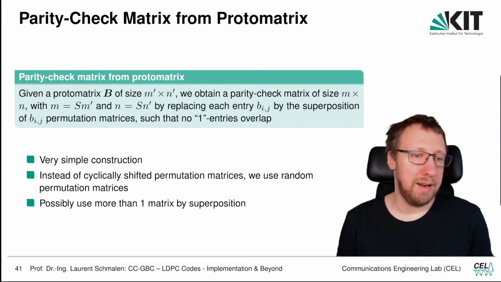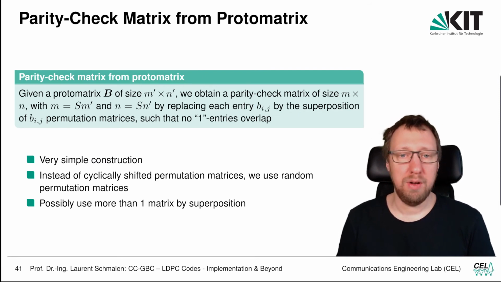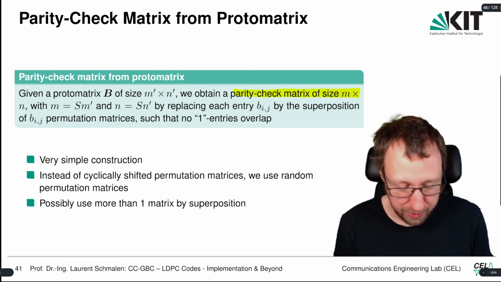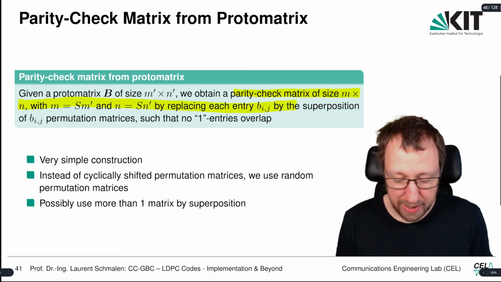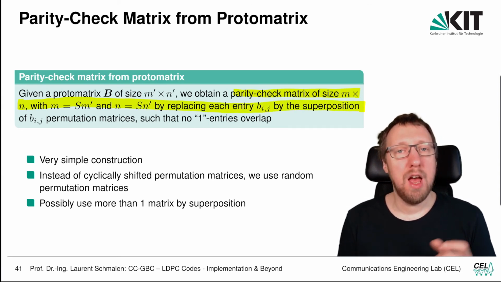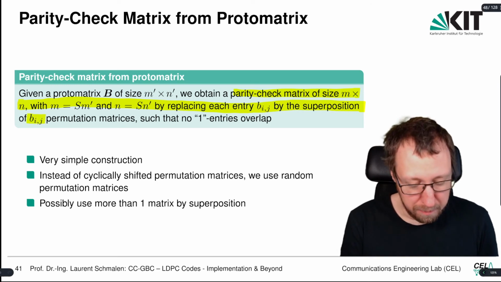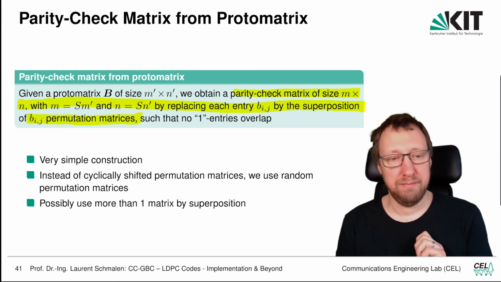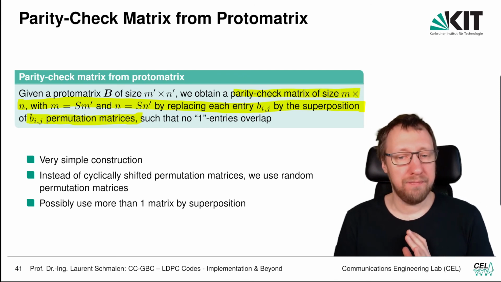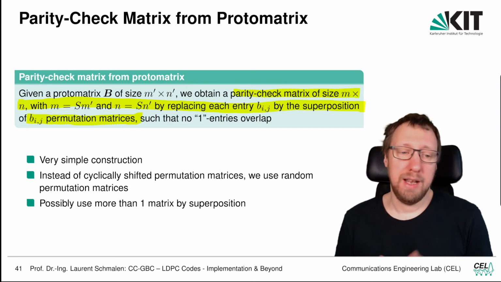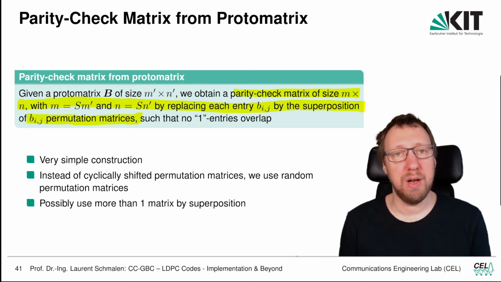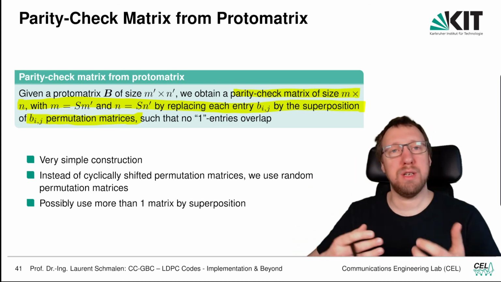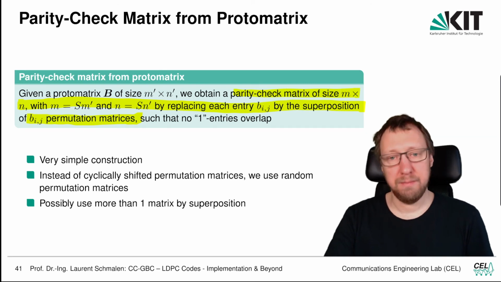So we can get the parity check matrix from the protograph also. It's an equivalent operation. So we obtain the parity check matrix of size m times n by replacing each entry of the proto matrix by the superposition of B_ij permutation matrices such that no one entries overlap. Very, very simple construction. Essentially, instead of cyclically shifted permutation matrices, we use random permutation matrices, and possibly we have superpositions of random permutation matrices.